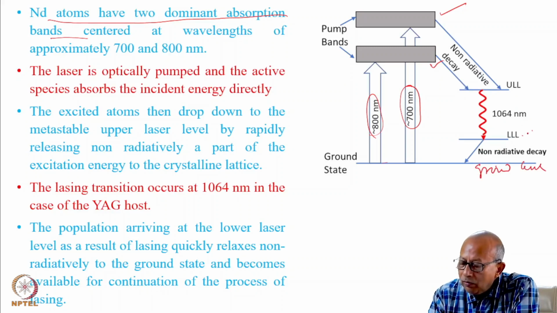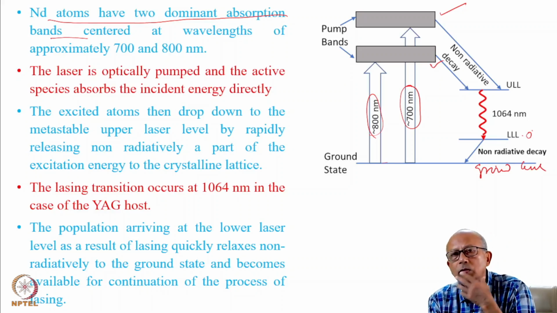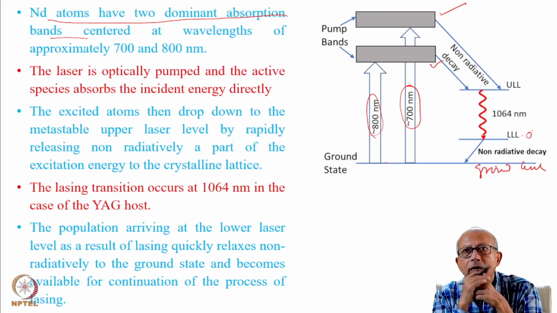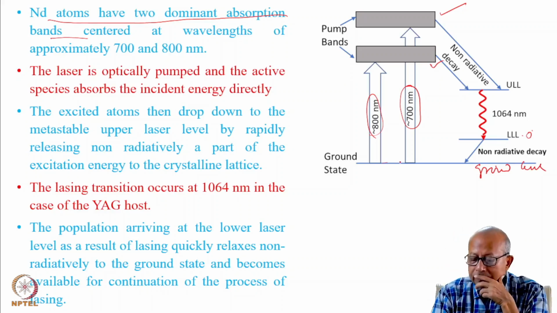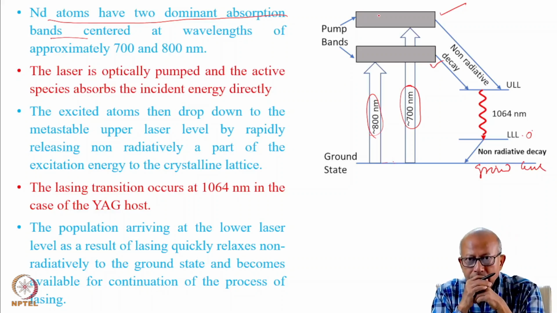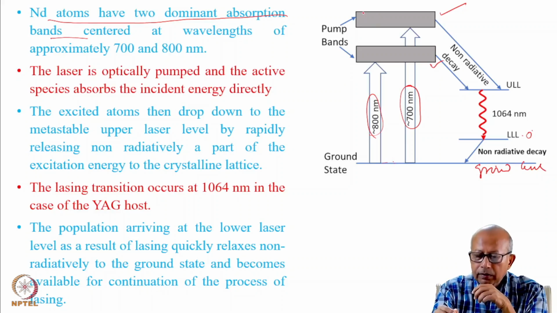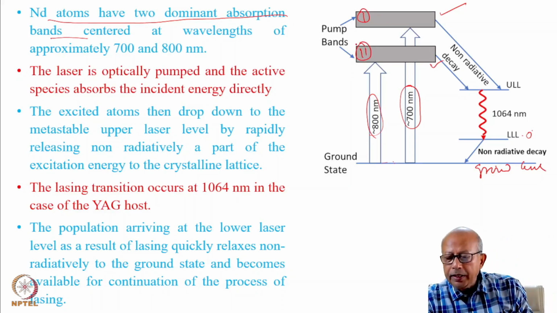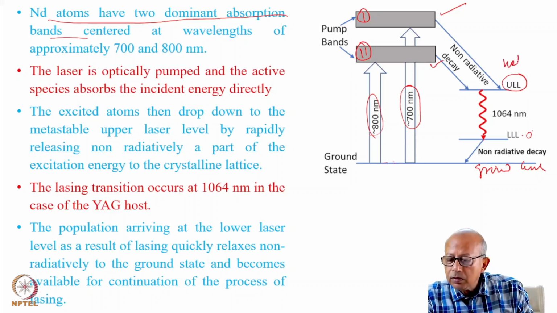So the lower laser level is practically empty. There is no population in the lower laser level. Now, as the atoms are transferred to the pump bands, either this or this, they will quickly drop down to the upper laser level, which is a metastable state.